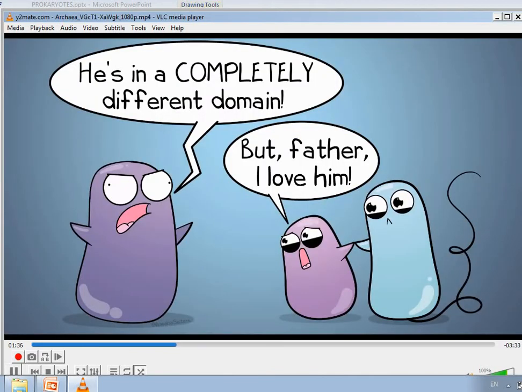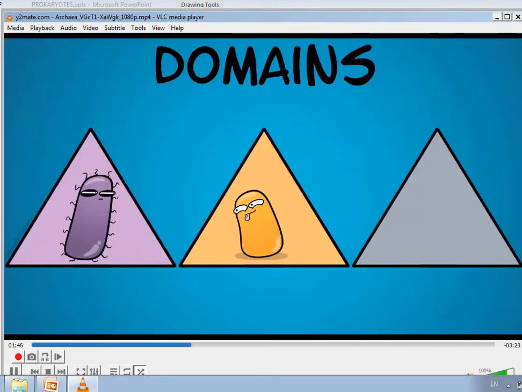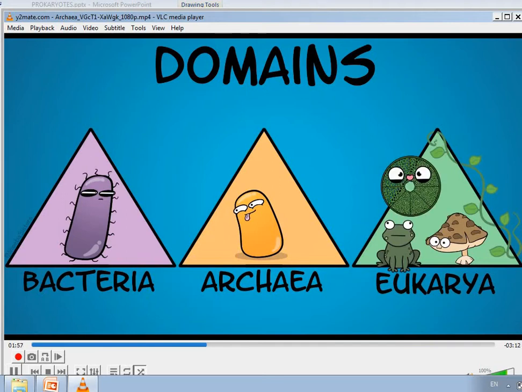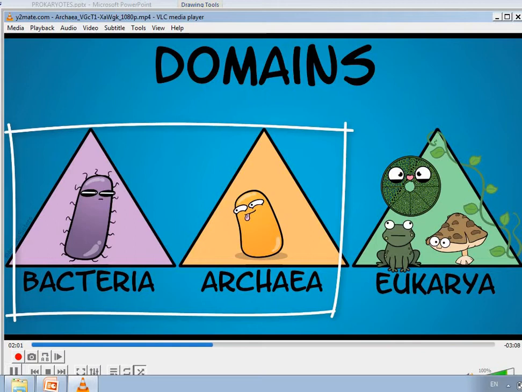Still, bacteria and Archaea are two completely different domains in the three-domain system. That's a pretty big separation. What makes them different? In the three-domain system, you have the domain bacteria, the domain Archaea, and then the domain eukarya, which has all the eukaryotes: plants, animals, fungi, protists. So let's look at the difference between bacteria and Archaea.